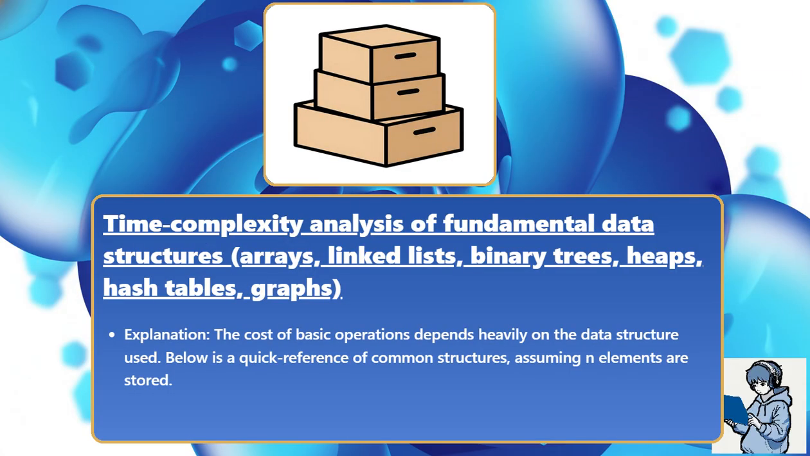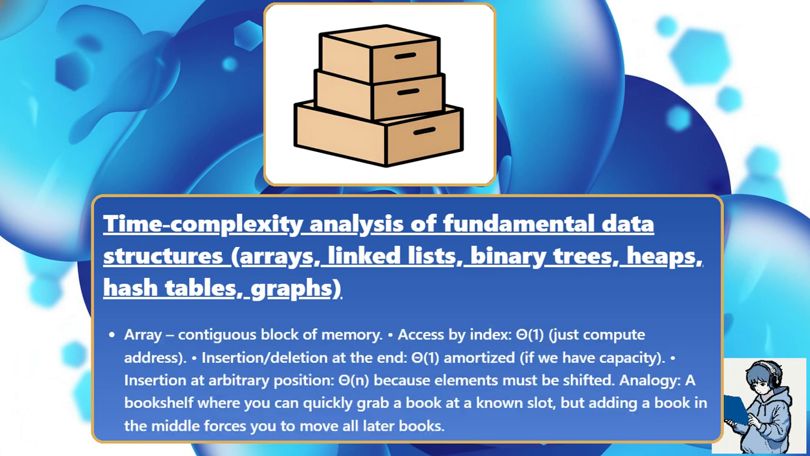Explanation: the cost of basic operations depends heavily on the data structure used. Below is a quick reference of common structures, assuming n elements are stored. Array: a contiguous block of memory. Access by index is Θ(1), just compute the address. Insertion or deletion at the end is Θ(1) amortized if we have capacity. Insertion at an arbitrary position is Θ(n) because elements must be shifted. Analogy: a bookshelf where you can quickly grab a book at a known slot, but adding a book in the middle forces you to move all later books.